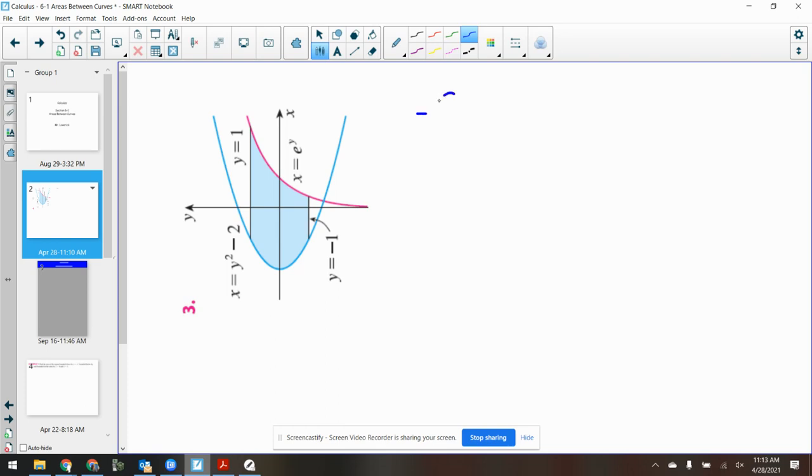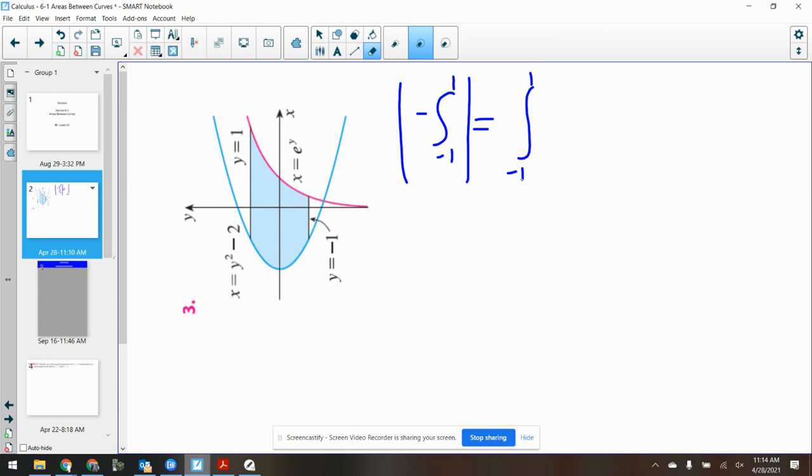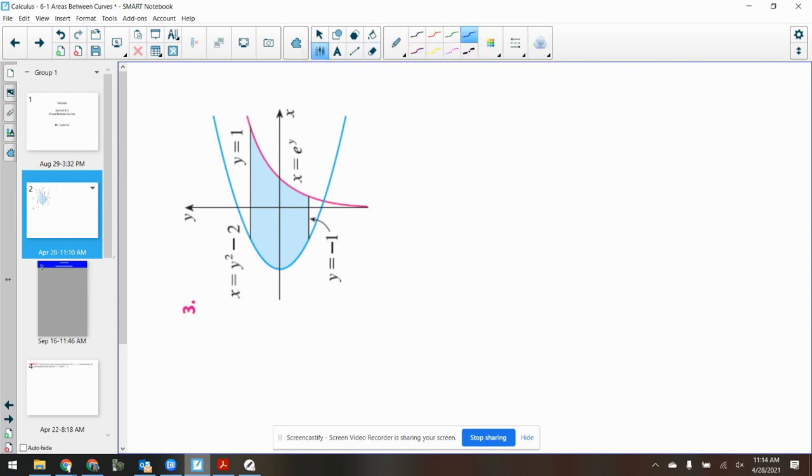Because this is really equivalent to the absolute value of this, this is really the equivalent to this, right? Well, I put it the other way. Those two things are the same, right? So I'm just going to do this: -1 to +1. Smaller on the bottom, bigger on the top.